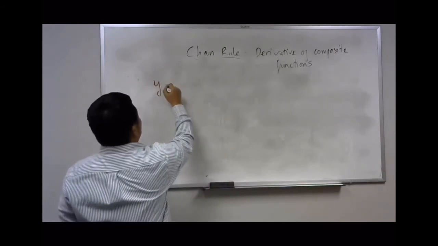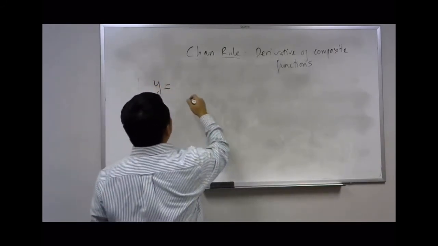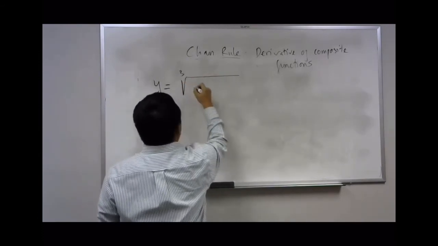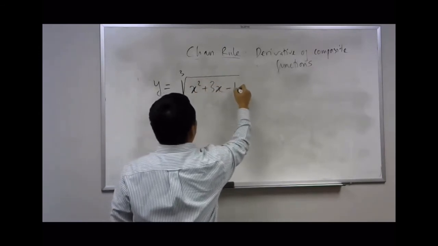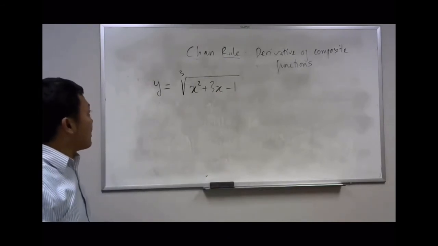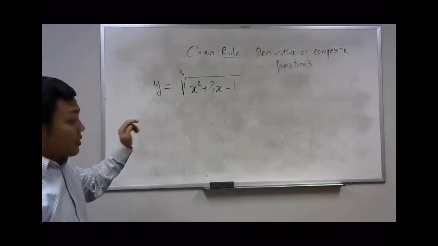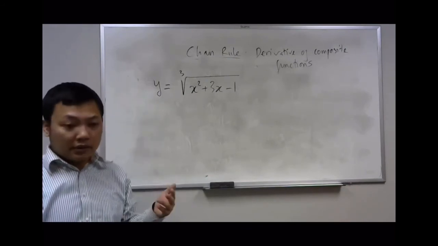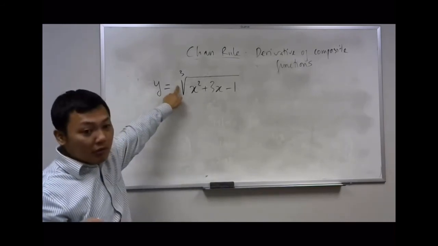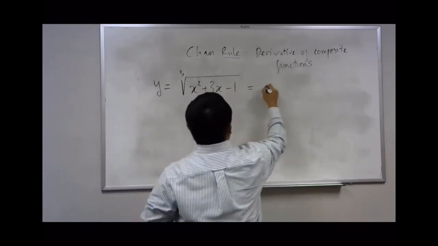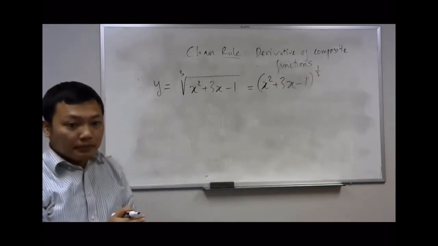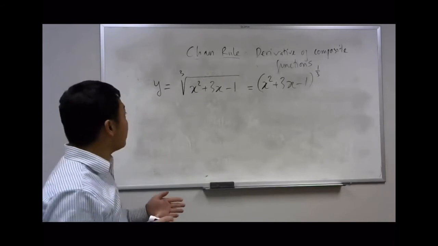Let's say the function y is equal to the cube root of x squared plus 3x minus 1. Let's say that. So we want to find the derivative of this function. This is a cube root. So don't forget, we can convert any radical function into a power function. So since this is a cube root, I will rewrite this function in the following form. That is (x squared plus 3x minus 1) to the 1/3, right? And now let's apply the chain rule for this function.